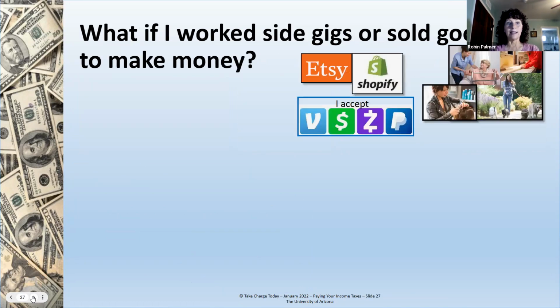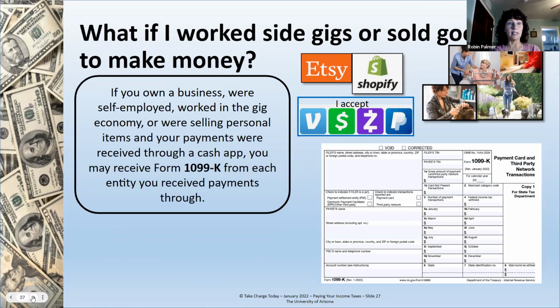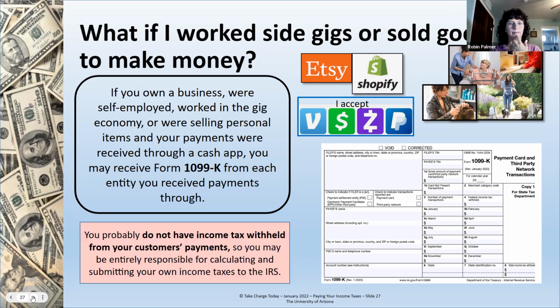And then this year we added this in. This is new from the IRS, that if they work side gigs or sold goods to make money and were paid through a cash app, there's now a new form, the 1099-K, that's going to capture that information. That was supposed to be in place for doing taxes this year, but the IRS decided to postpone it till next year. So if you had kids who drove for Uber Eats or they sell things on Etsy, this is one thing that they will need to understand for next year.